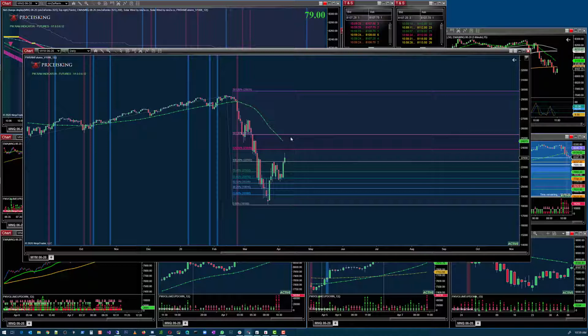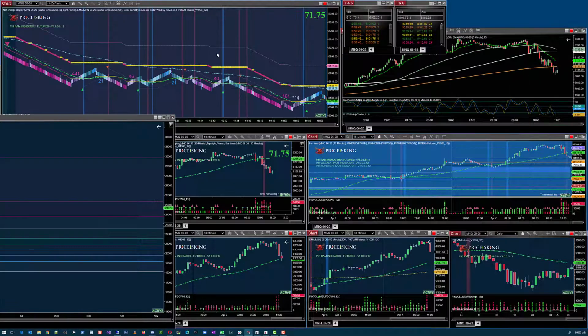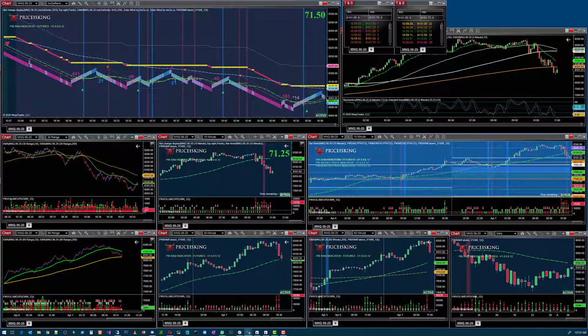And if that doesn't happen, if this becomes resistance, we're looking at a leg down. Usually that's what happens when we have these type of hooks. It's got this little leg up, and then it'll just splat back down. So just be careful what's going on. Actually, you know what? I'm going to keep this open. I'm going to show you the next one.